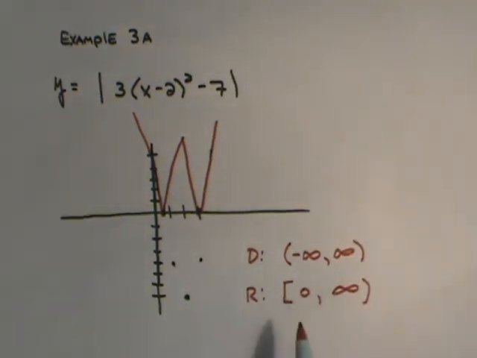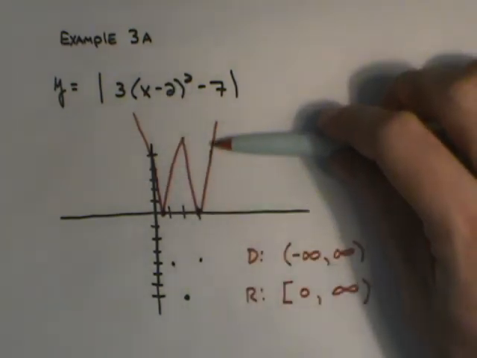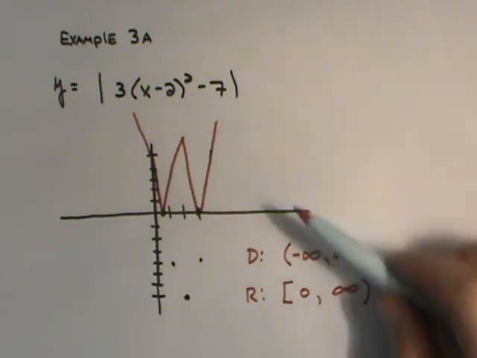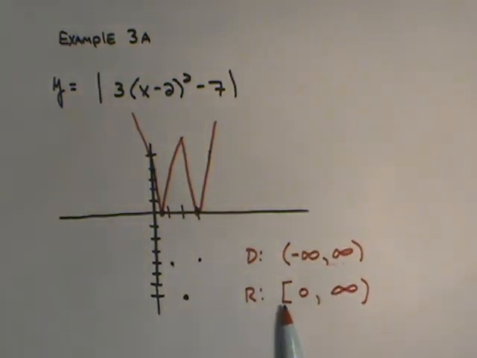And so the solution for this, as I'm looking for the domain and range, is that I can have any value I want. So I go negative infinity to positive infinity for the domain. And the range would be the collection of all values greater than or equal to 0. And we list that as bracket 0, comma, infinity. That's example 3A.